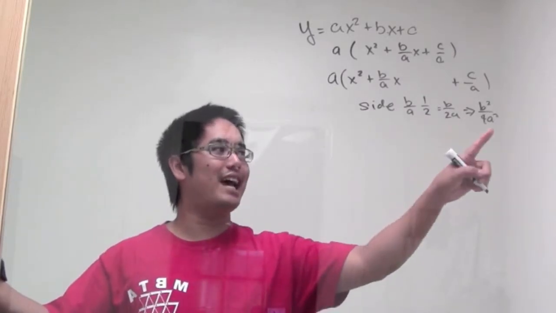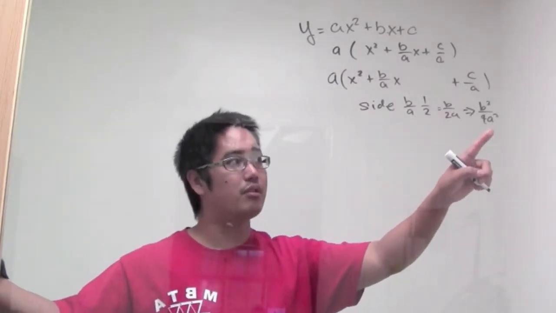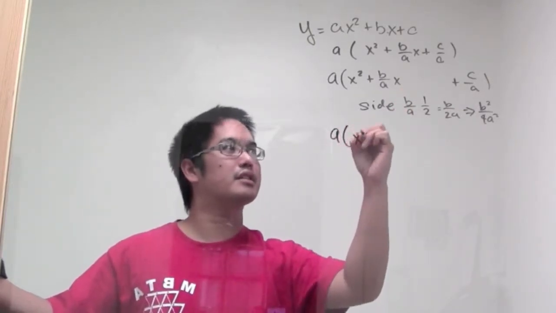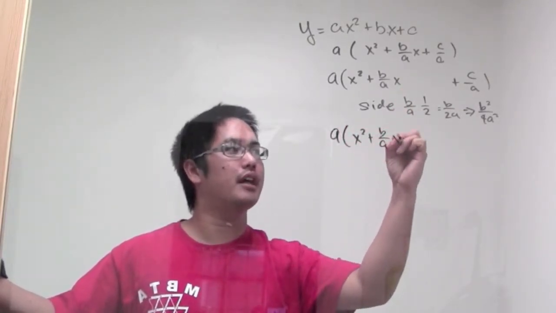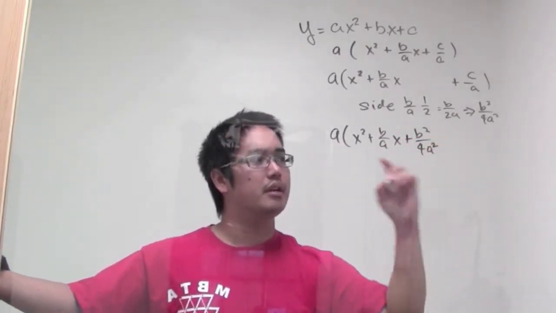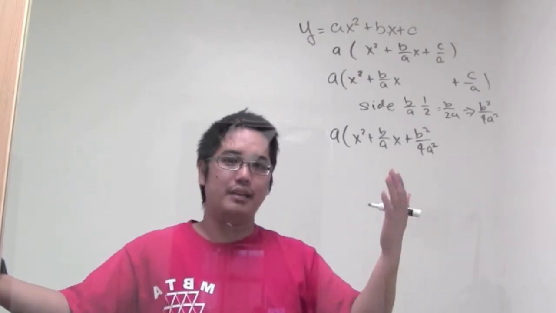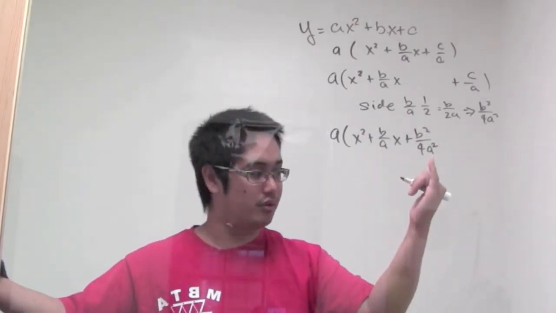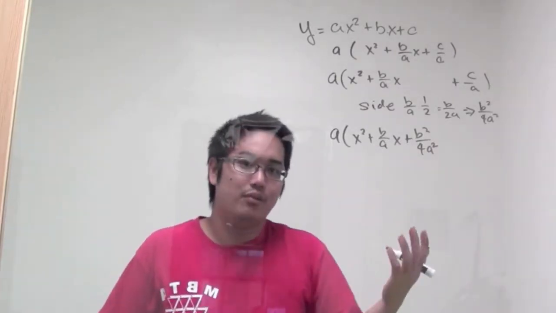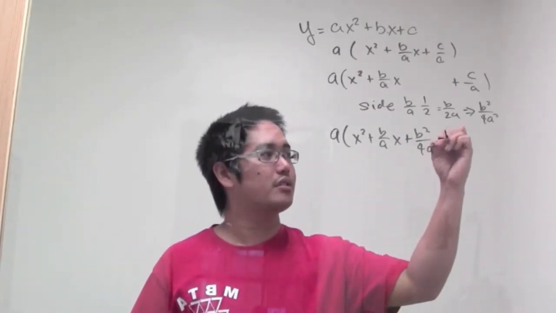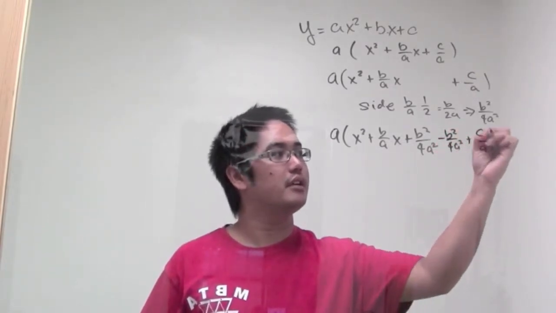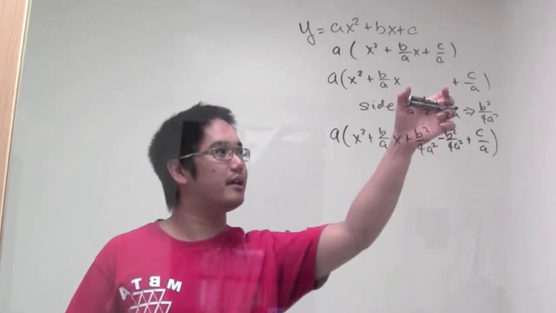So what I'm going to do is add this weird value that I have, b squared over 4a squared, over here. So I have a x squared plus b over a x plus b squared over 4a squared. But I can't just go around adding b squared over 4a squared to this side, because this is an equation and that no longer makes it equal, so I have to subtract it as well. So I'm going to have a minus b squared over 4a squared plus c over a, and hence you can see why I put that big space in between.